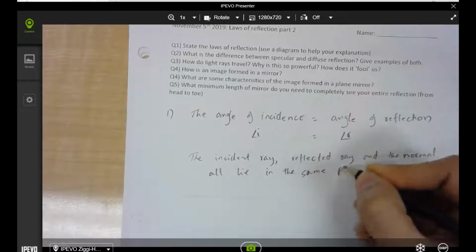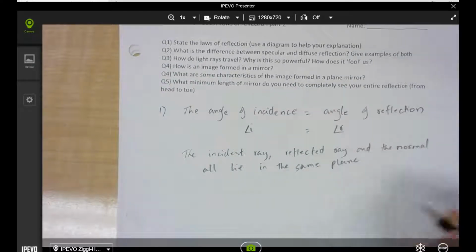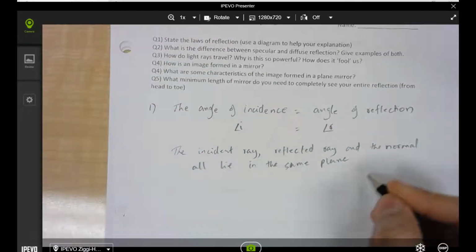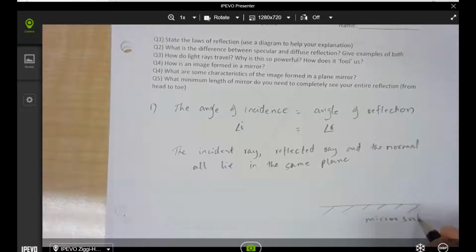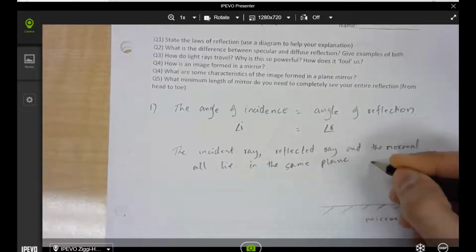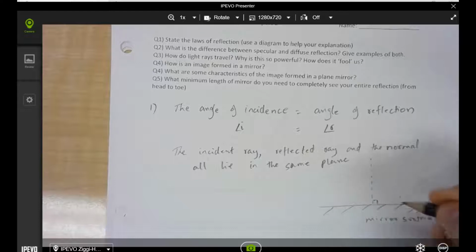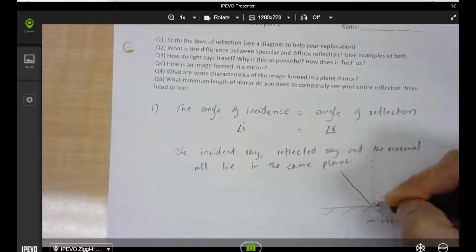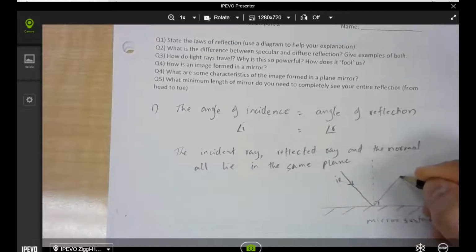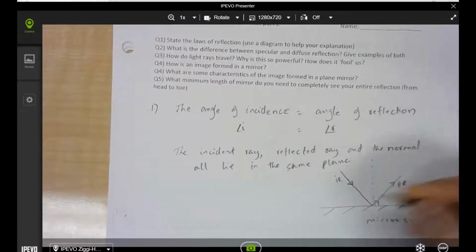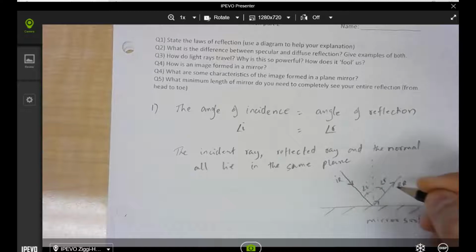That means when you're drawing your incident ray, so if you say this is the surface of the mirror, you have your normal at 90 degrees, you have your incident ray, you have your reflected ray. The first law states that the angle of incidence equals the angle of reflection, so these two angles are equal to one another.